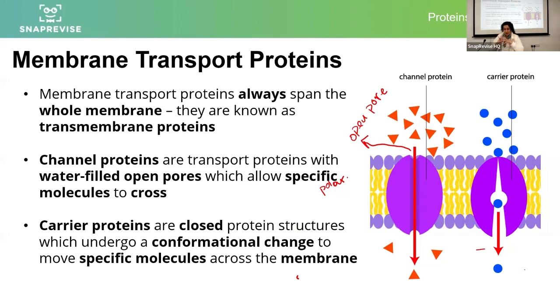They won't have a fixed shape. They will have to undergo conformational changes. The reason why this is in bold is because it's a typical keyword, and it's a good idea to try to utilize it when structuring your answers. They also move specific molecules across the membrane. Note that carrier proteins may be involved in either facilitated diffusion or active transport, whereas channel proteins are only involved in facilitated diffusion.